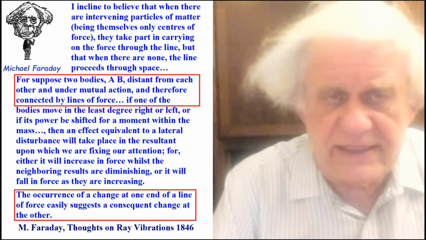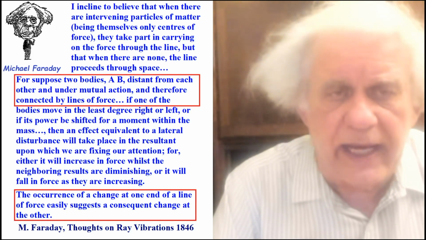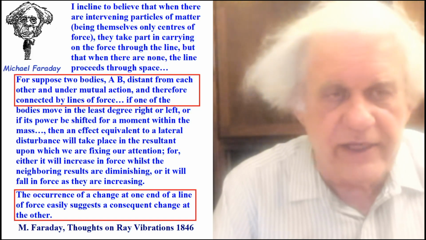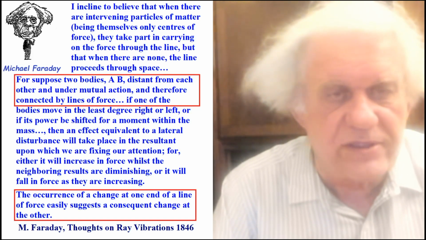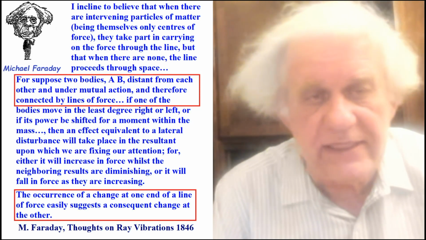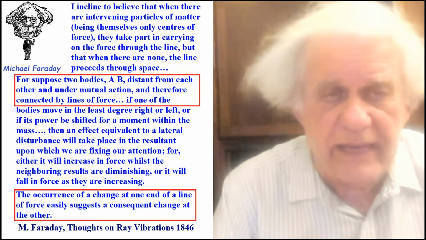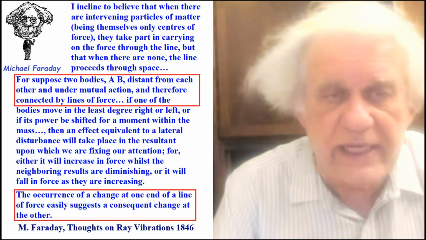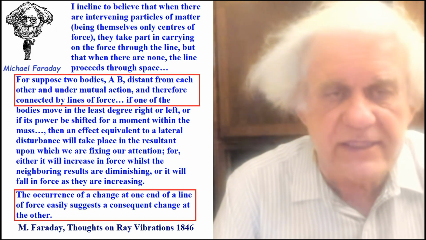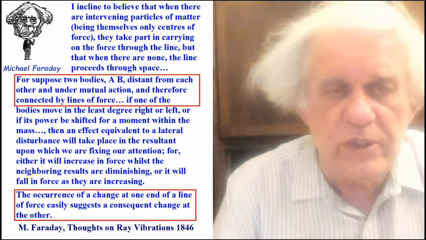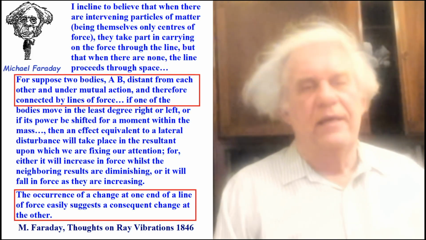For suppose two bodies, A and B, distant from each other and under mutual action, and therefore connected by lines of force. If one of the bodies move in the least degree right or left, or if its power be shifted for a moment within the mass, then an effect equivalent to a lateral disturbance will take place in the resultant upon which we are fixing our attention.